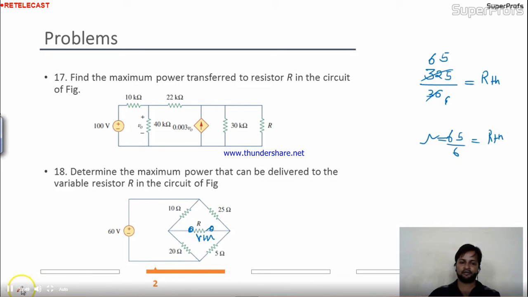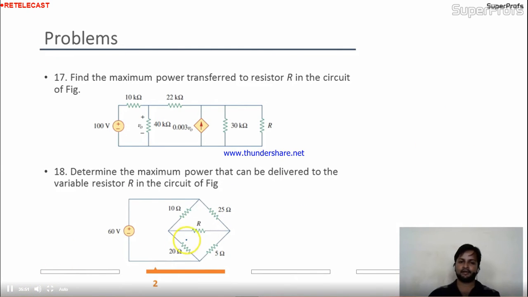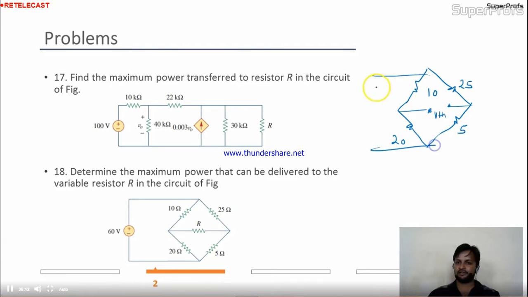Okay, I'll do it for you. To calculate the VTH, the procedure is, this is 10, 25, 25. This is open, okay. And here I have to calculate VTH. Here you are having 60. Is it okay? So can you find the resultant current first? Yes, I can find out the resultant current.